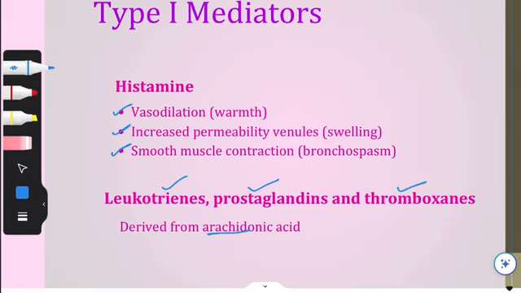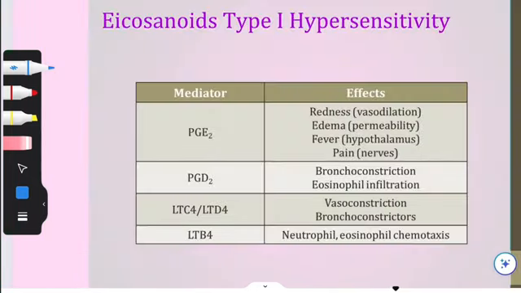Other important mediators are derived from arachidonic acid. These include leukotrienes, prostaglandins, etc. They can be produced quickly as a part of the early phase, and they can also be produced later as a part of the late phase. I've listed some of the prostaglandins and leukotrienes on this table on the slide that I think are most relevant. One of the most important is PGE2.